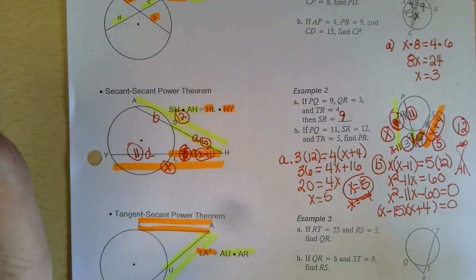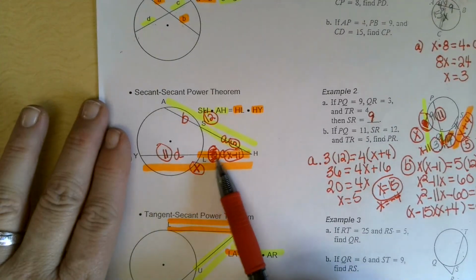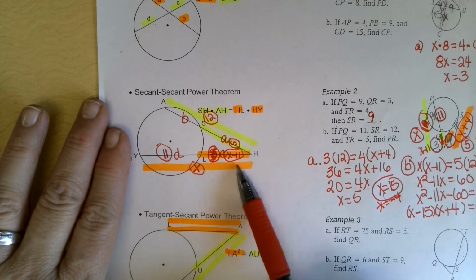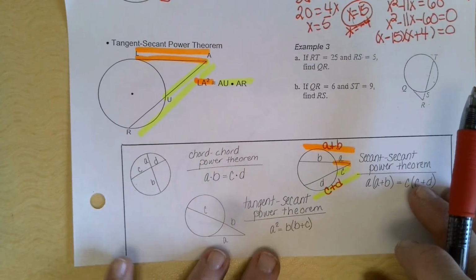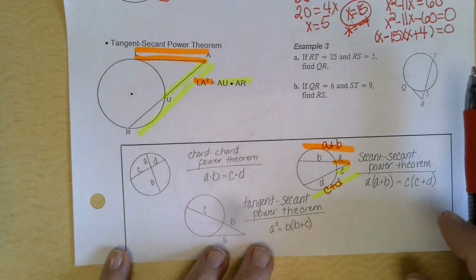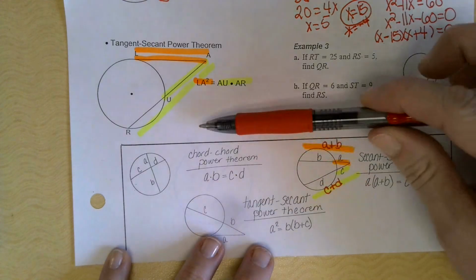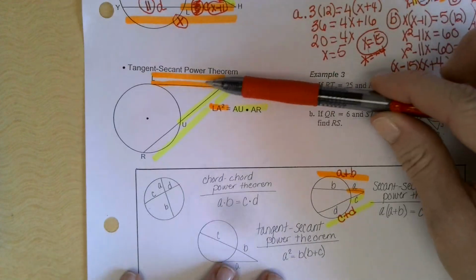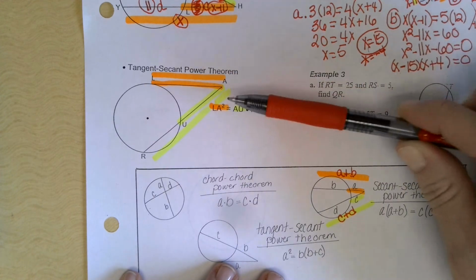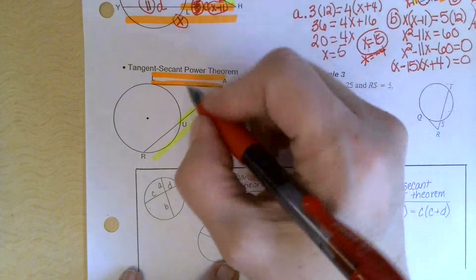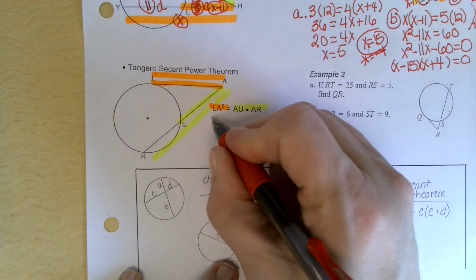Okay, the point we're going to make is be sure you do this little piece times this big piece, this little piece times this big piece. Okay, the next one is the tangent secant power theorem, and the only difference between this one and the one above it is this is a tangent, and what we do is we use it twice. So that's why we have this segment squared. Okay, so we use it twice.